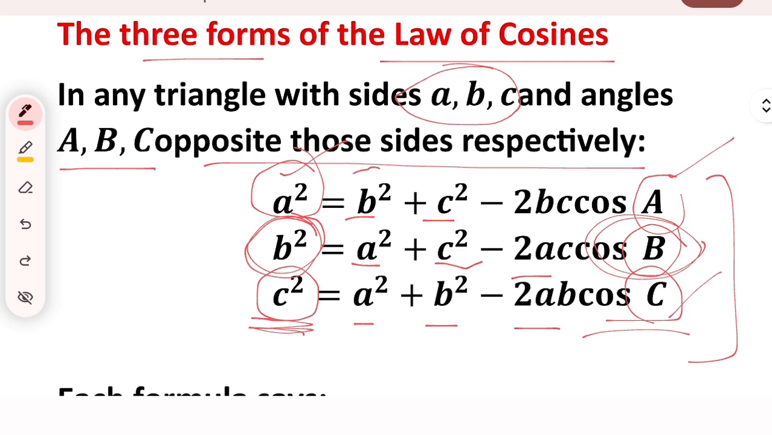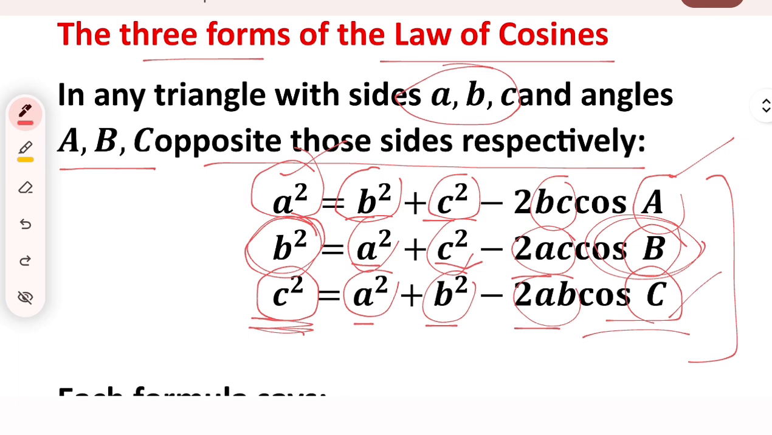And if you see here, we have A, B, and C, and we have 2BC. We have here A and C, it will be 2AC. We have here A and B, and we have 2AB. So it is quite easy to memorize these three forms of the law of cosines.